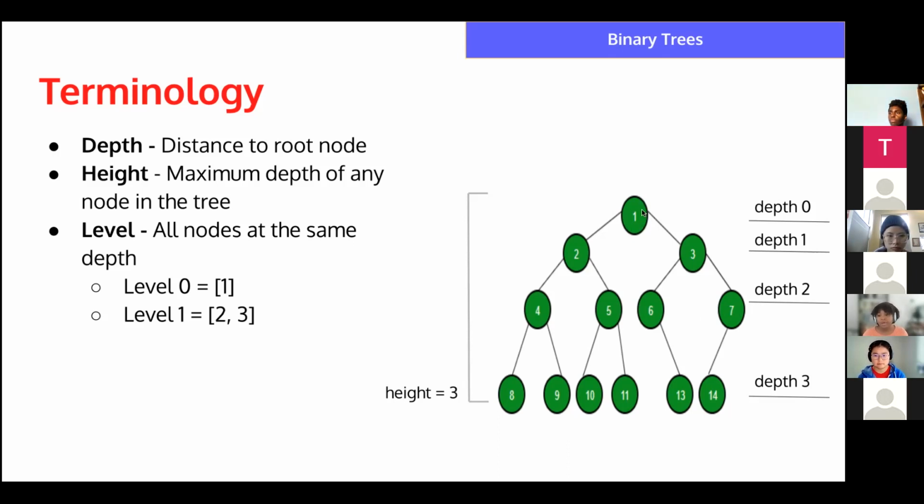So if node 1 is at depth 0, 2 and 3 are at depth 1 or level 1, and 4, 5, 6, and 7 are at depth 2, and likewise. So the height is the maximum depth of any node in the tree, and we'll cover subtrees in a second, but even within some of those subtrees, you can see what the height of the subtree is as well.